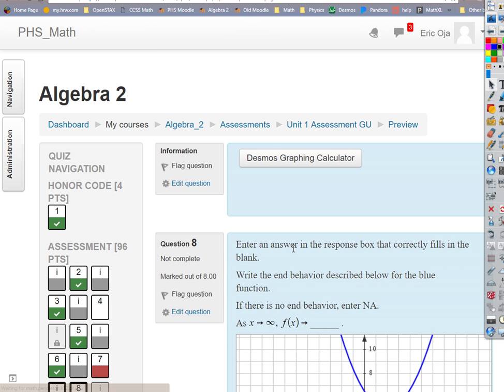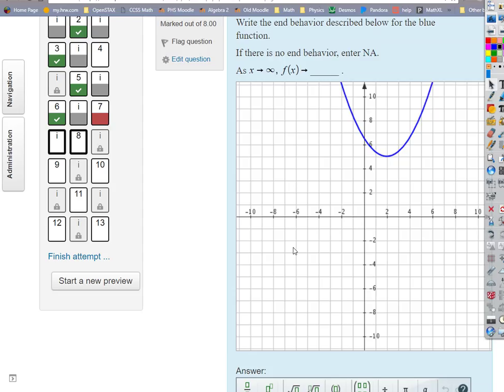Okay. How about this guy? Back on track here. So we have a limit question. As x approaches infinity, f of x approaches blank. You're filling in the blank. So how do we think about this? What does it mean as x approaches infinity?